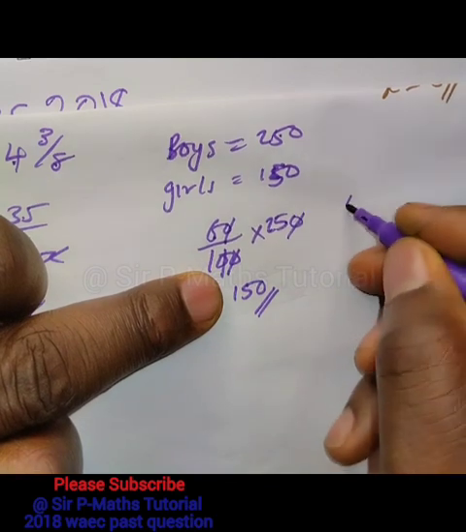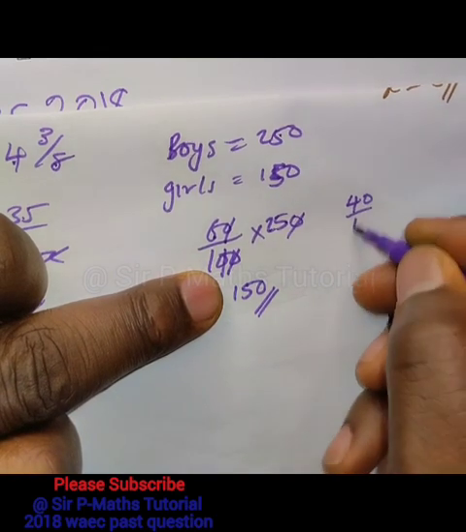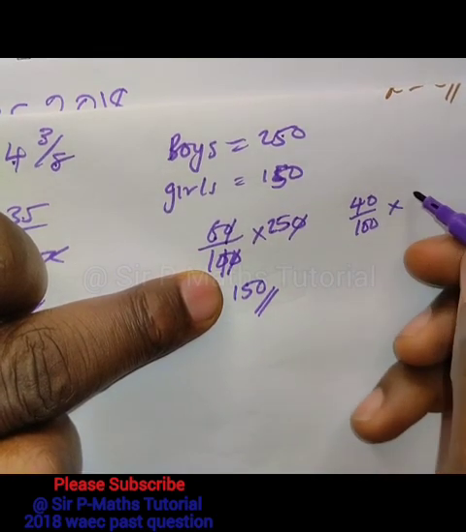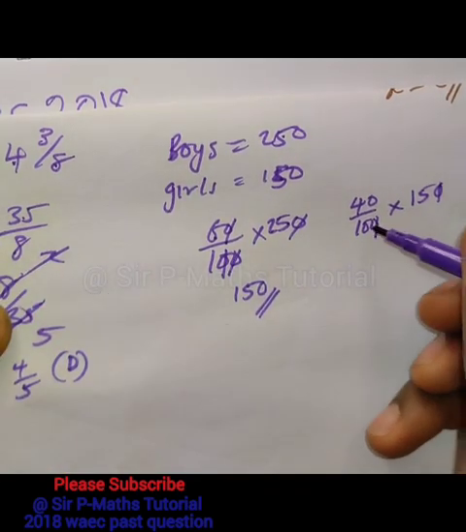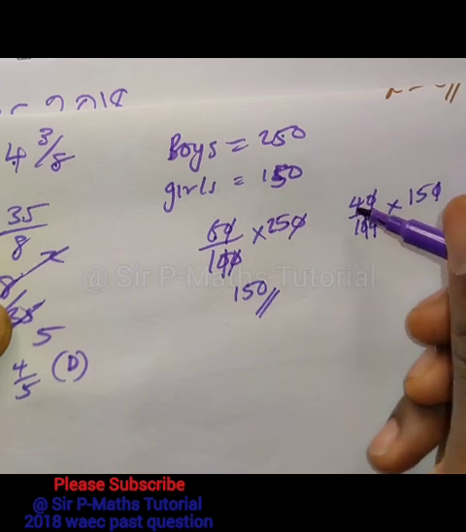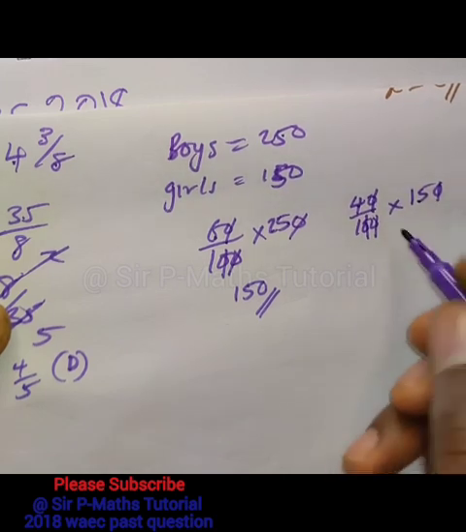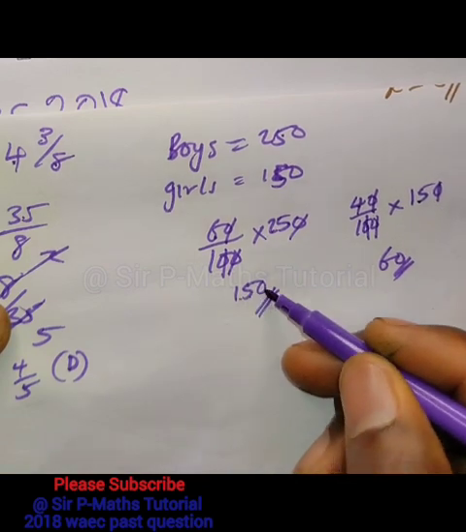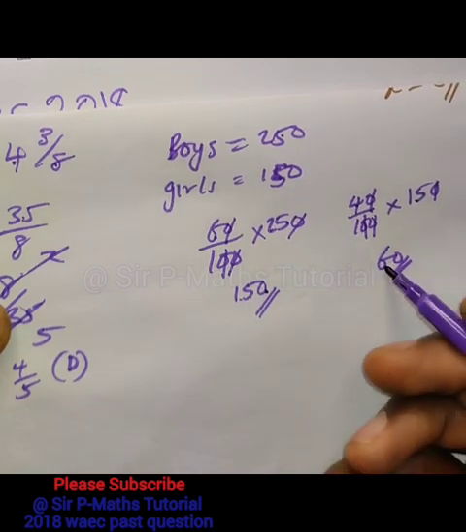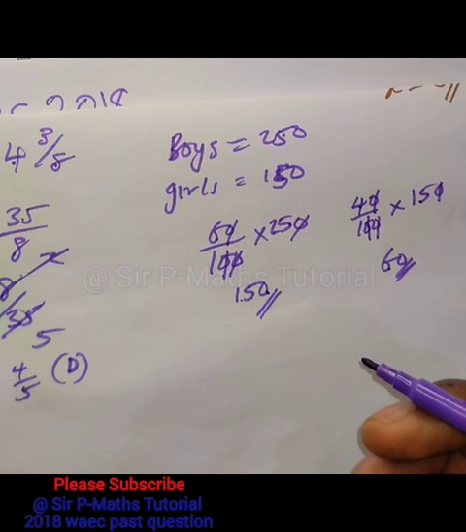Let's solve for girls. 40% of girls, that is 40 over 100 times total number of girls. 0 will cancel 0, 0 will cancel 0. 4 times 15 will give me 60. Alright, so 150 boys play football, 60 girls play football.